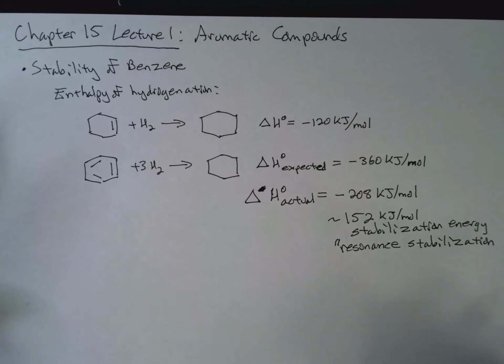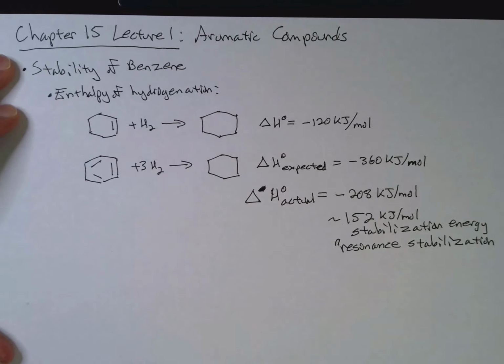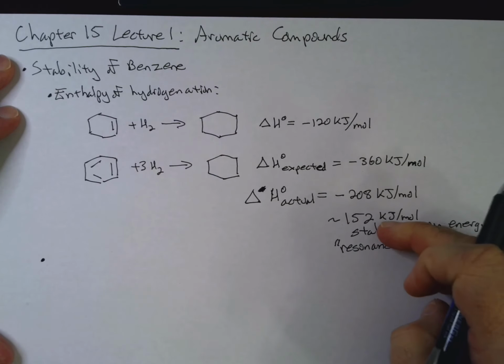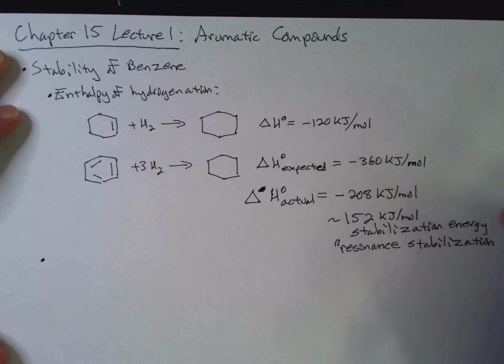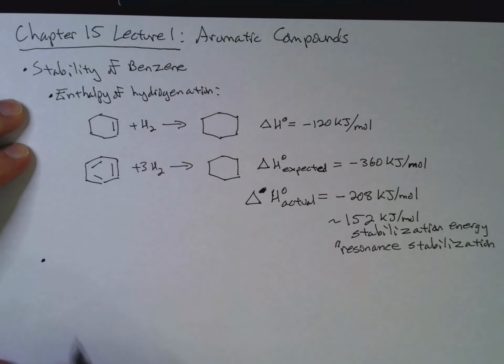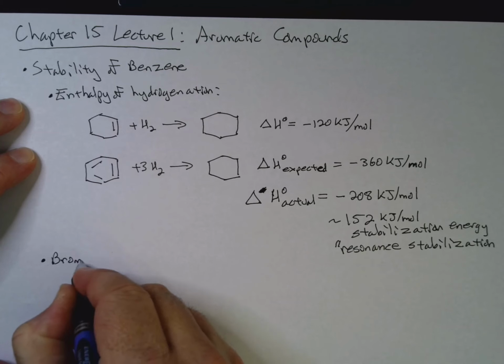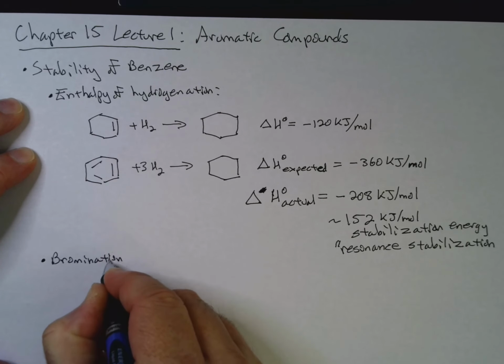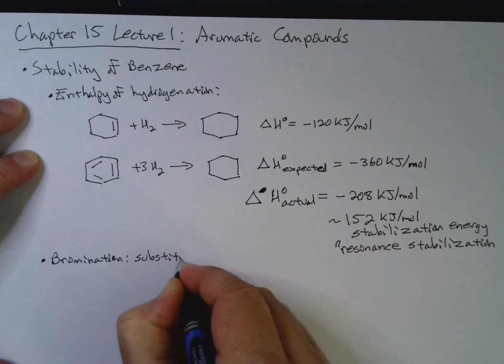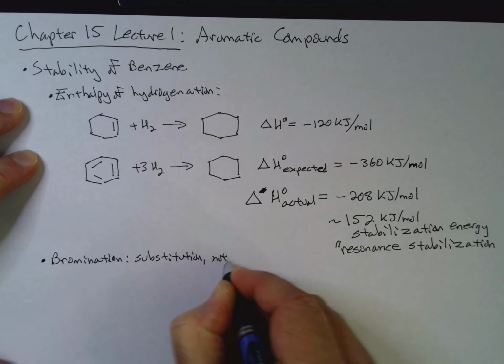Okay. So what other evidence do we have? So we've got our enthalpy of hydrogenation. That's implying that benzene is around 150 kilojoules per mole more stable than we would expect. So something is going on here. Also, we can take a look at some reactions. In particular, we'll look at the bromination reaction. We get substitution, not addition.